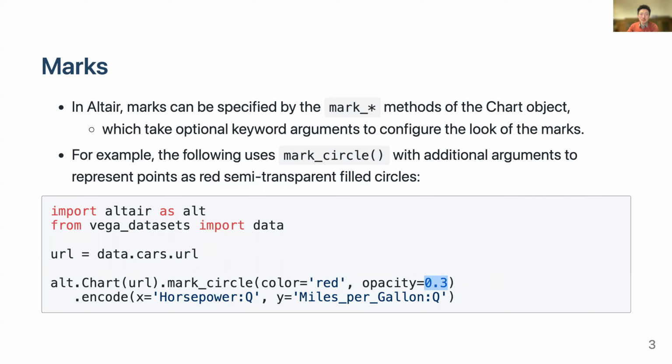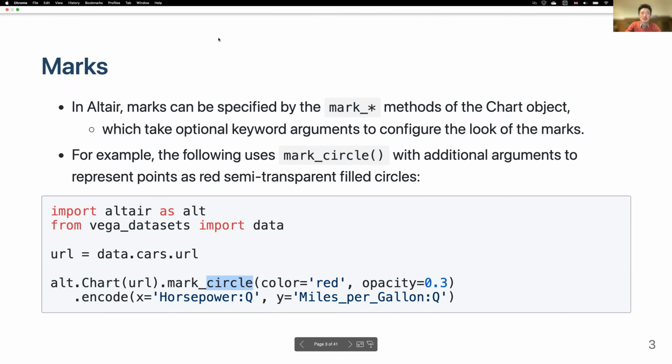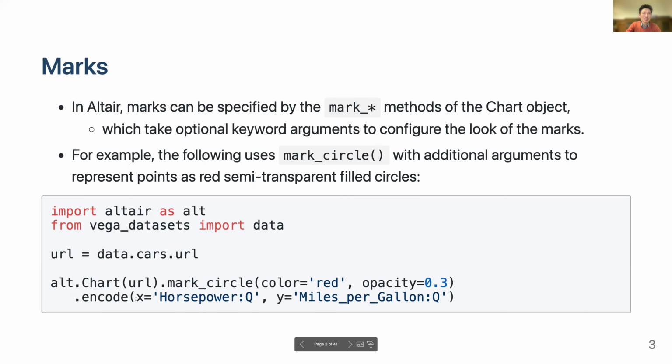And so this is quite important. If you're using, say, something like circles, because they might overlap each other, with the transparency you can see if they're overlapping. And then we do the encoding. We map the x-axis to horsepower, and its type is quantitative, which is a Q. And then the y maps to miles per gallon, and its data type is also quantitative.